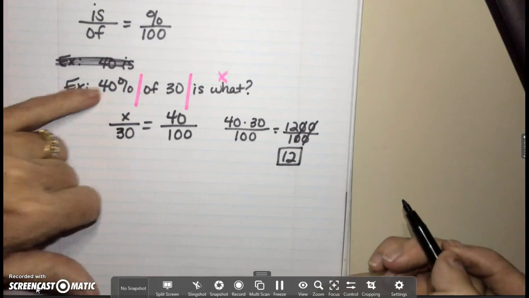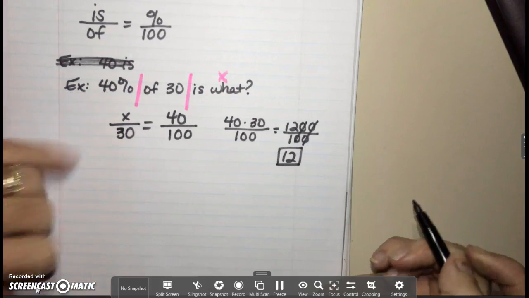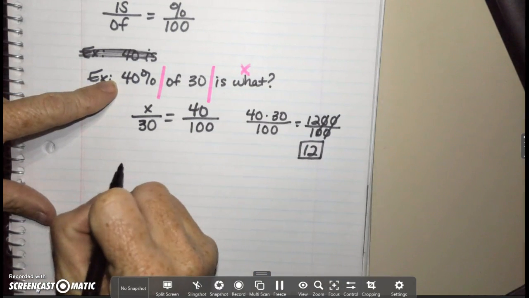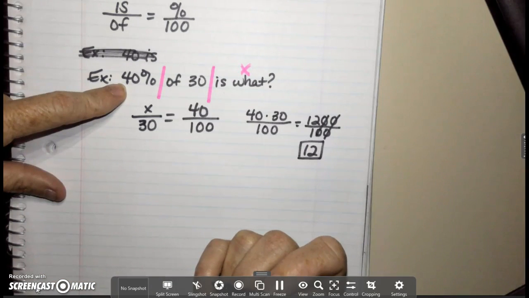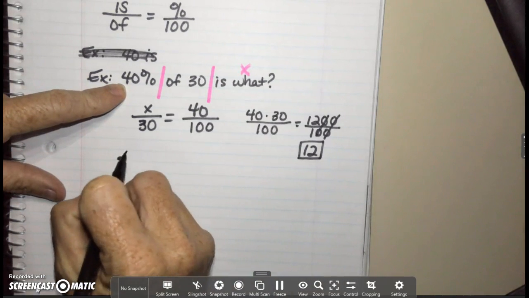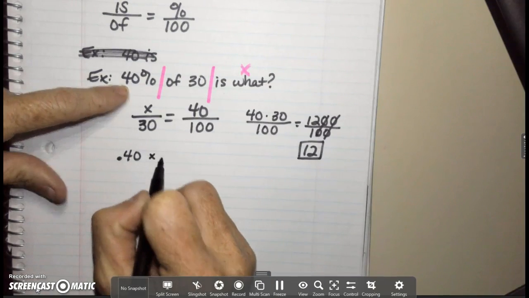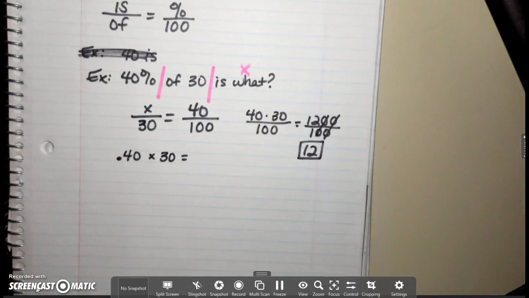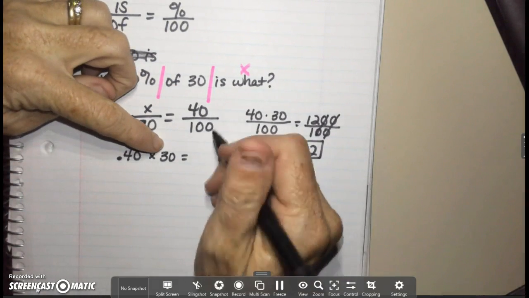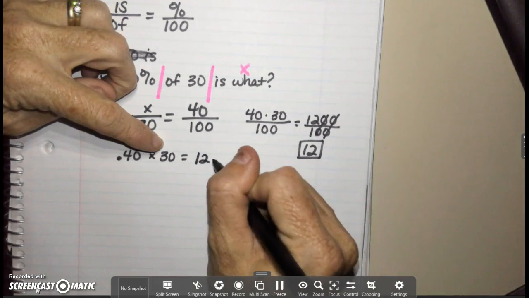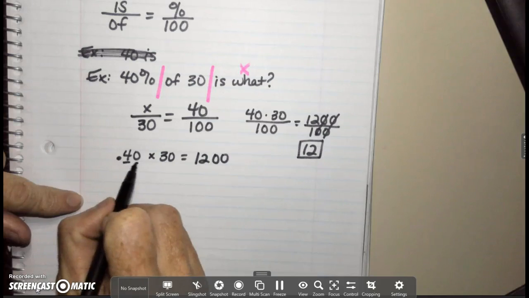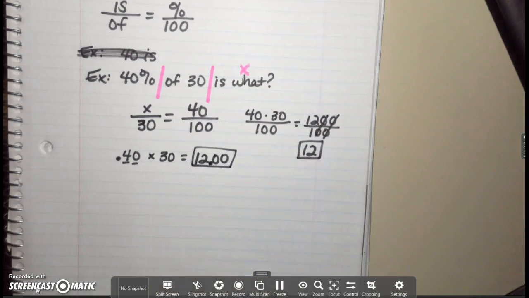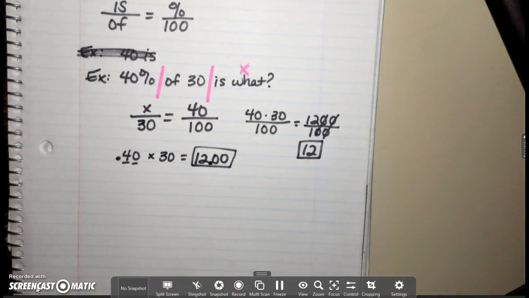Now what I will show you is that the easier way to do this is just straight multiply. Okay? So, we're going to do this one more time just in a different way. How do I write 40% as a decimal? 0.40 times 30. Okay, ignore your decimals for a minute. What's 4 times 3? 12. How many zeros do I have? 2. Now, how many digits do I have to the right of the decimal? 2. So I got to drag it back in. I get 12.00 or just 12. Same problem, done two different ways.